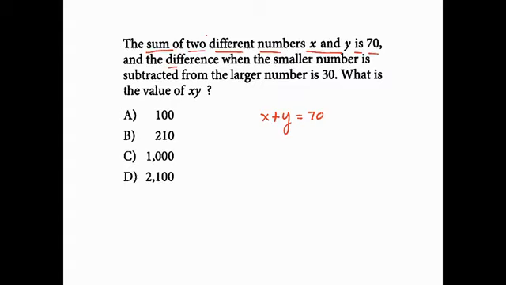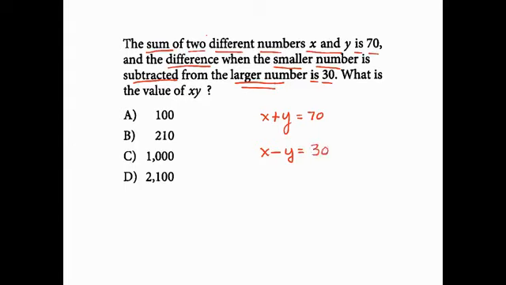And the difference, okay, now I have a subtraction sign. When the smaller number is subtracted from the larger number is 30. So the smaller number, in this case, they don't indicate which is bigger or smaller. So I'm just going to assume or try out first y being the smaller number, and that's subtracted from the larger number. We'll call that x. That is or equals 30.